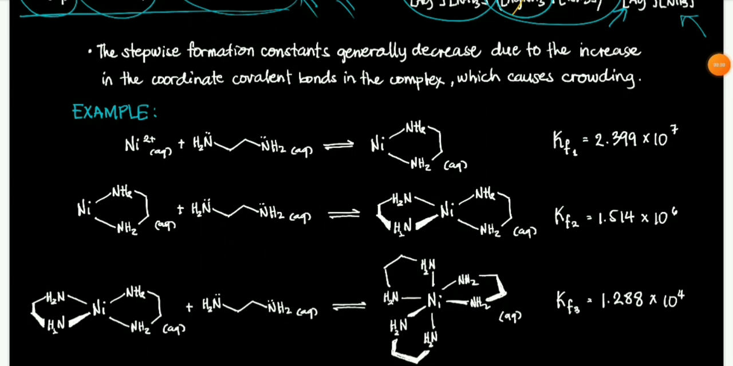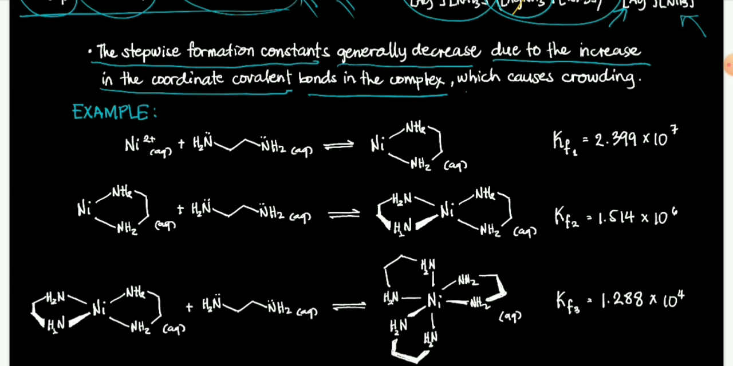Okay? So katulad ng sinabi ko kanina, matataas usually ang value ng ating formation constants. But the stepwise formation constants generally decrease due to the increase in the coordinate covalent bonds in the complex, which causes crowding.